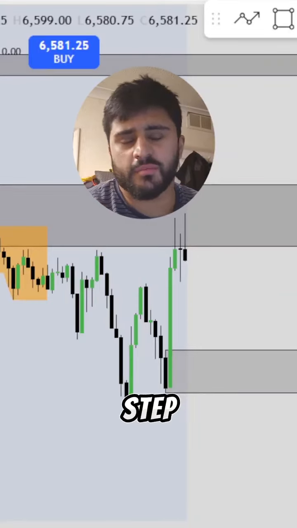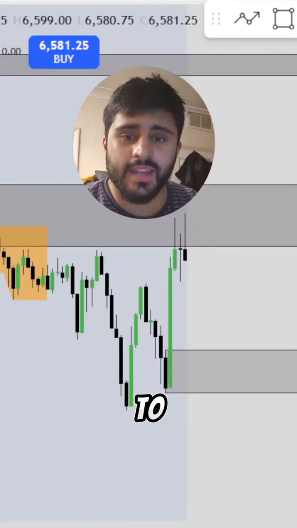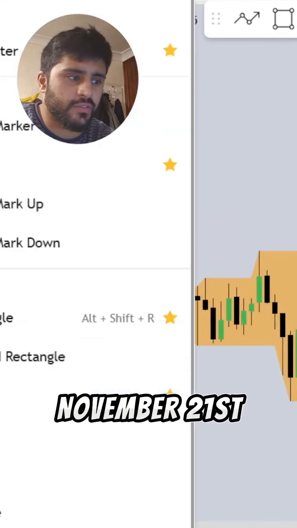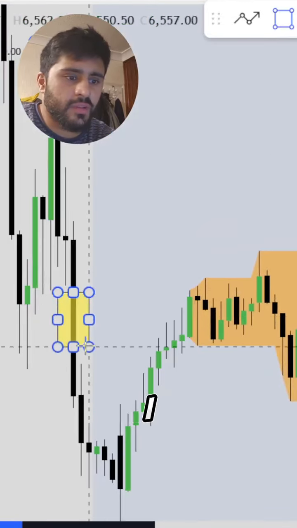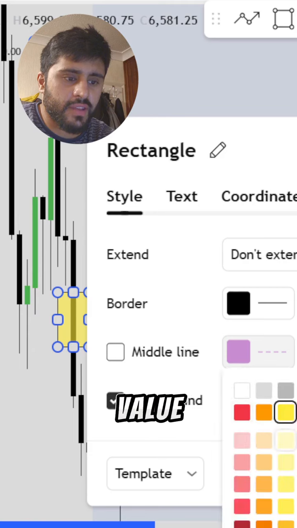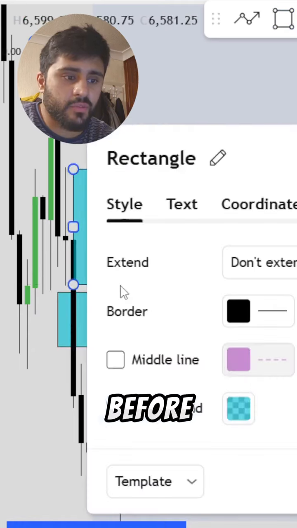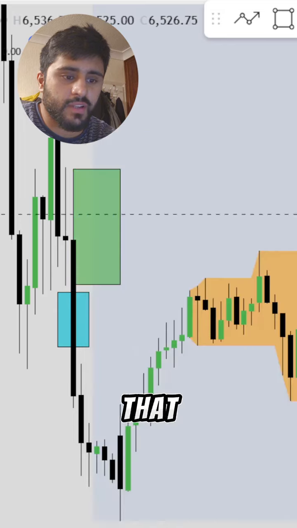All right, so I use a three-step process to determine exactly where to enter from. Step one is I identify my key levels. For Friday, the 21st of November, this was my key level. I am looking for a 15-minute fair value gap in this way, and I simply want to be using the candle before the fair value gap. Now, this is the key level that I'm using.